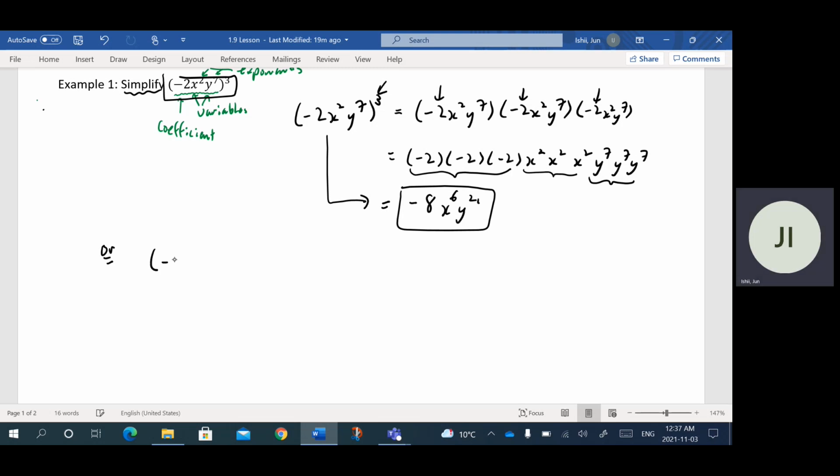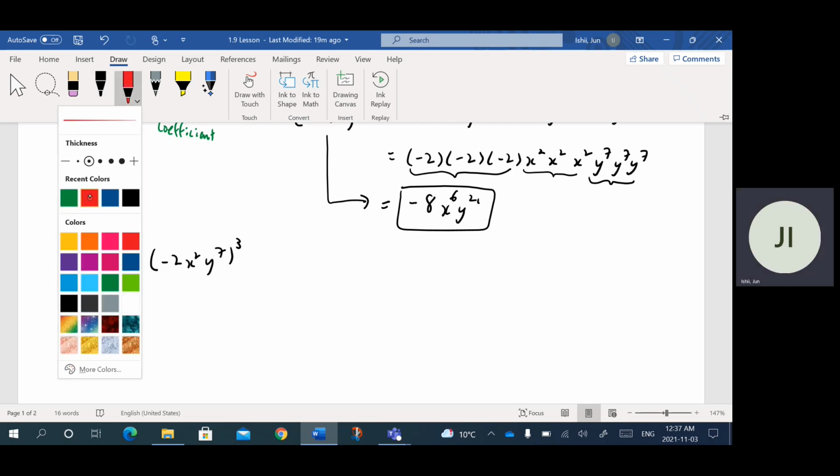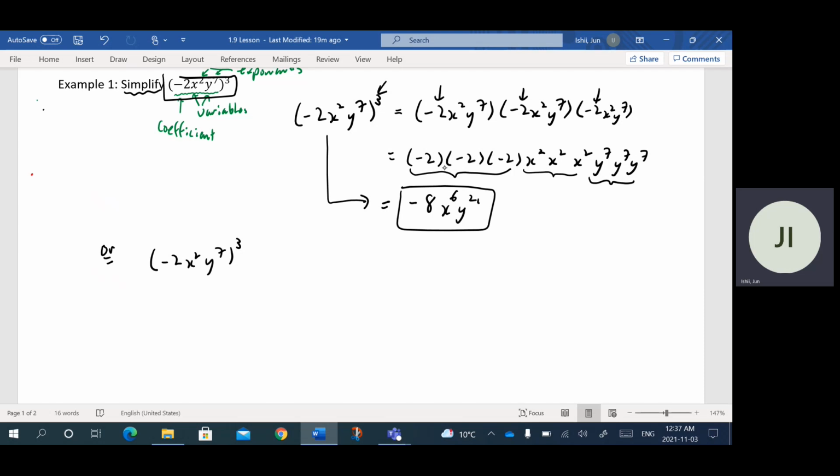All right, so let's try it again. I'm going to write it up again: negative 2x squared y to the 7th, cubed. Rather than writing this out 3 times, if you look at the second line, the negative 2 is being multiplied by itself 3 times. So in a way, I can bring this 3 in to each part. That makes sense, right?